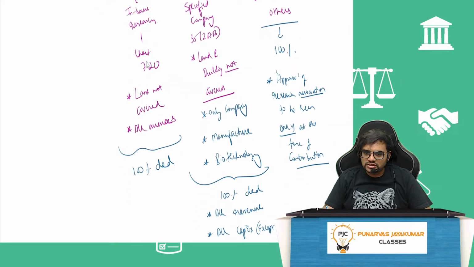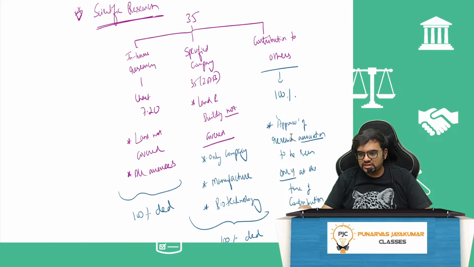In-house research, same chart. Land not covered, all assessees. It applies to all assessees, 100% deduction. On the other hand, specified company, 35(2AB).